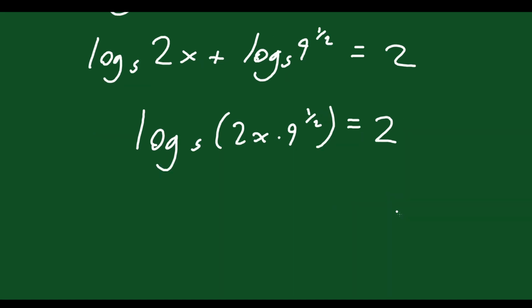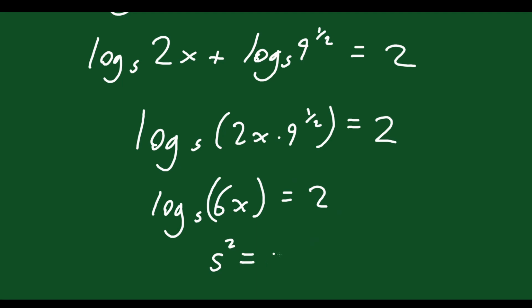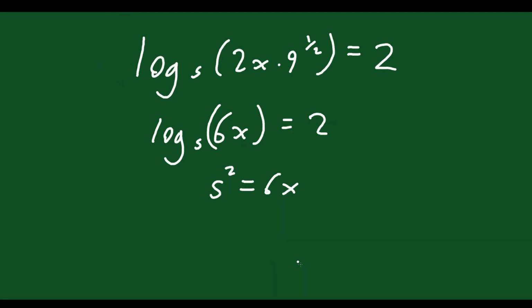And we can simplify that thing inside here, right? Because 9 to the 1/2, that's just square root of 9, which is 3. And 3 times 2 is going to be 6. So really what you have is log base 5 of 6x equals 2. Then you can rewrite this as an exponent. 5 to the 2 equals 6x. 5 to the 2 is 25. Divide both sides by 6. X equals 25 over 6.